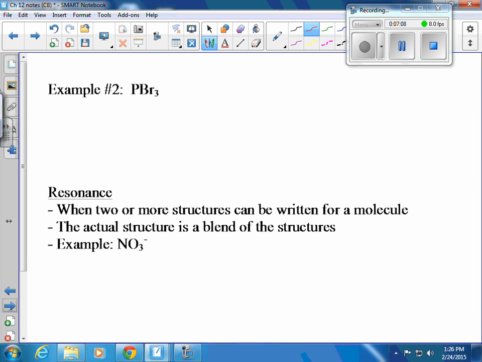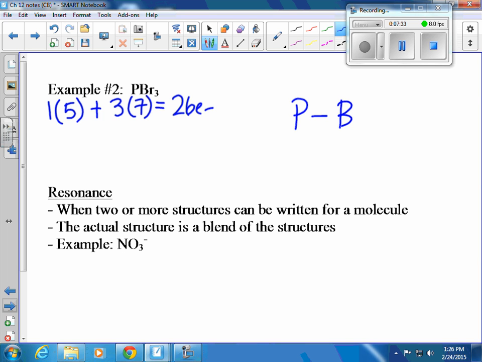So we have PBr3, so phosphorus tribromide. So again, I have 1 phosphorus. Phosphorus has 5 valence electrons. I have 3 bromine with 7 valence electrons. And when I add those all up, I get 26 electrons. Okay, so I'm going to use my first one again as my central atom. So I'll have phosphorus in the middle with 3 bromine attached.